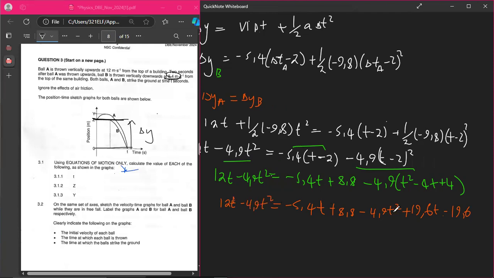Finally, the negative 4.9t, both left and right, will be cancelled out. And then I will have on the right-hand side 12t, and then plus 5.4 minus 19.6. These are all in terms of t. And then this will finally be what? 8.8, minus what? Minus 19.6.